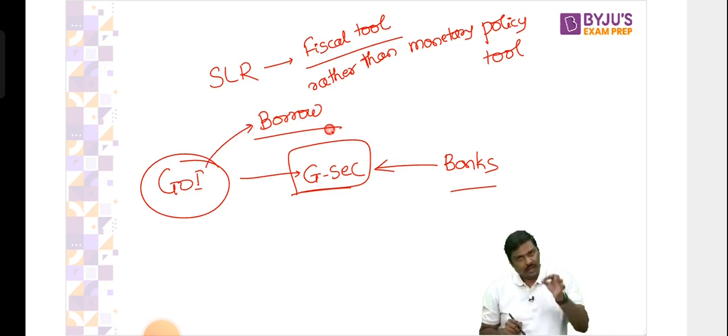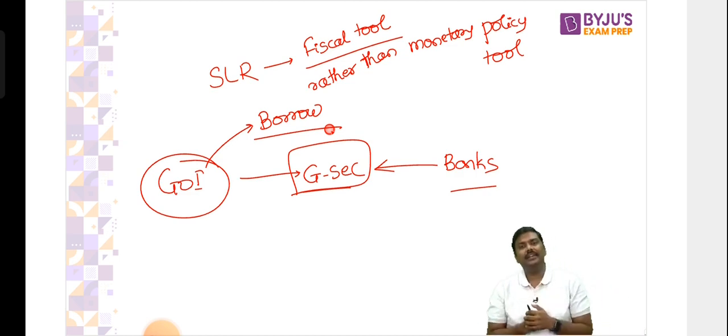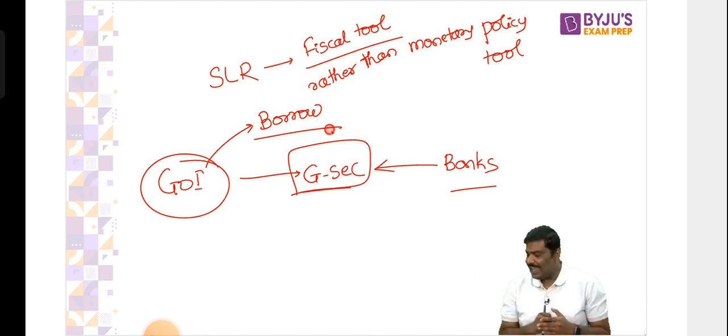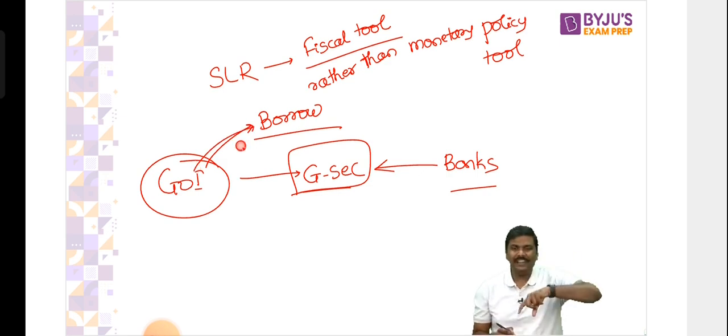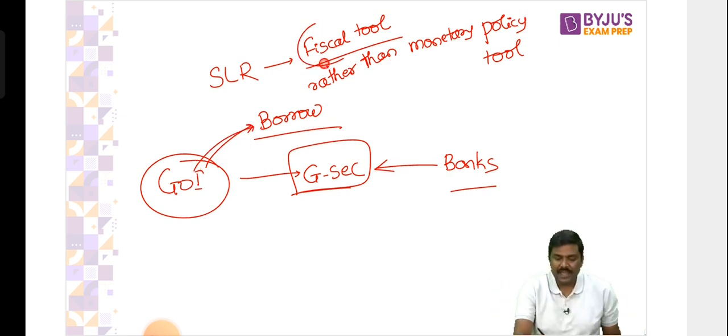There should not be any confusion. Government of India issues the securities and borrows from the market. For what purpose? For expenditure, for launching a scheme, etc. Now, when Government of India announces in the budget that they are going to issue G securities, it is basically related to fiscal policy.